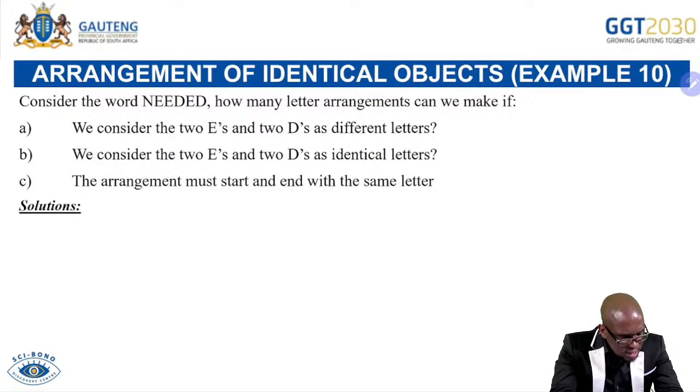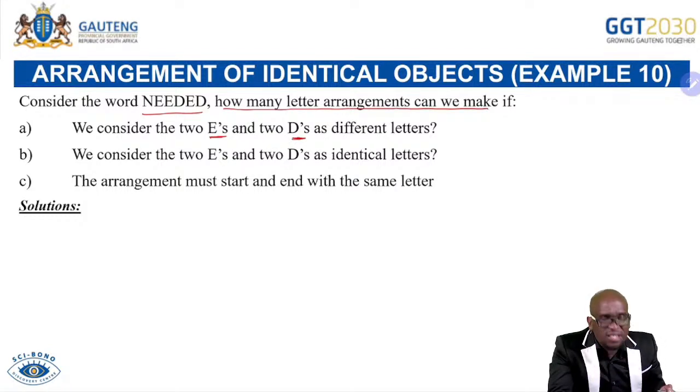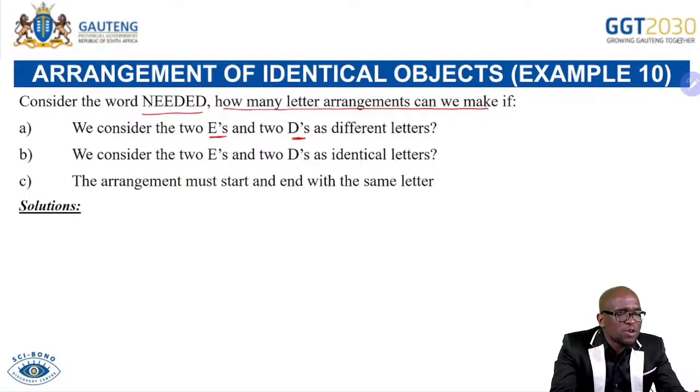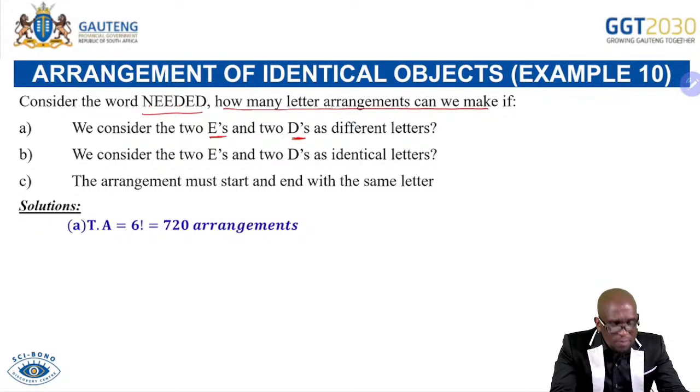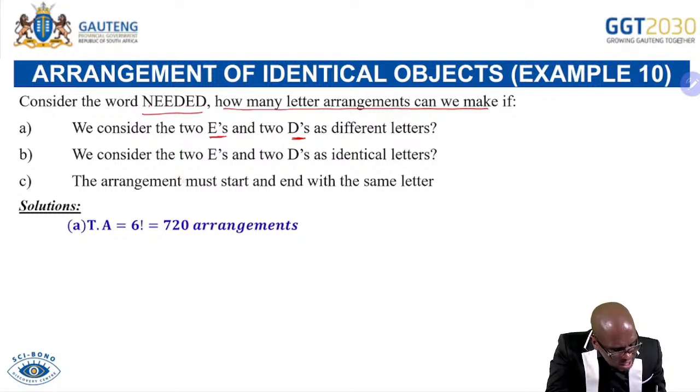Now, consider the word NEEDED. How many different arrangements can we make if we consider the E's and the two D's as different letters? If they are different, it would be E1, E2, E3, D1, D2. So it would be 1, 2, 3, 4, 5, 6, 6 factorial, because those letters are different. But check, the E's are not 2, they are 3. Sorry for that. There are 3.